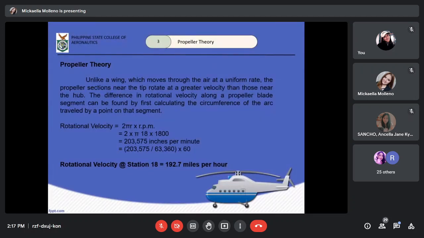We will get the rotational velocity by multiplying the circumference, which is of course 2 pi r, sa ating engine speed, which is in RPM. Make sure to always convert it to miles per hour since velocity ang hanap natin. And kapag nakuha na natin, we can say na at a certain station, there is a difference sa rotational speed when we compare it to a station na mas malayo or mas malapit sa ating hub. So, yun yung pinaka-idea niya.